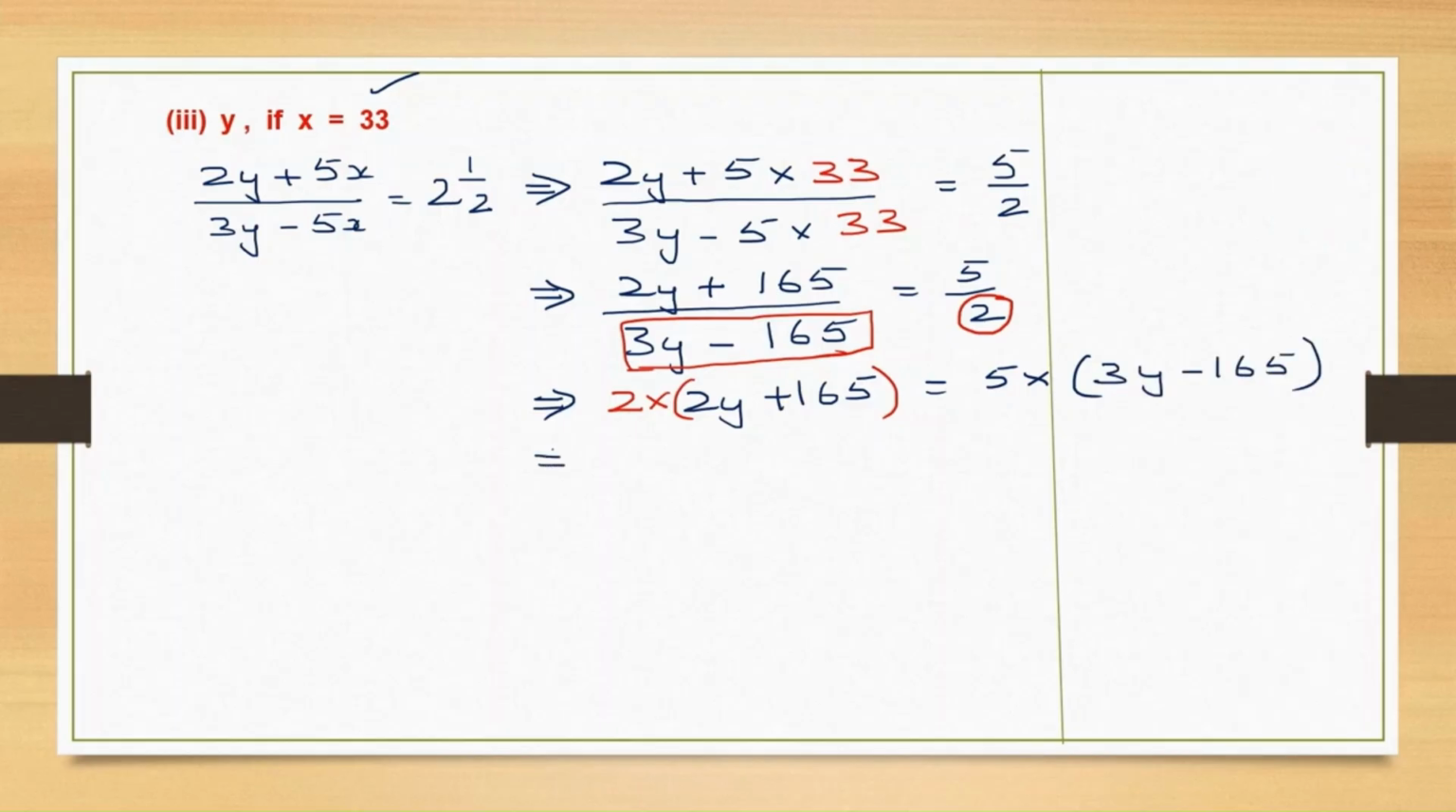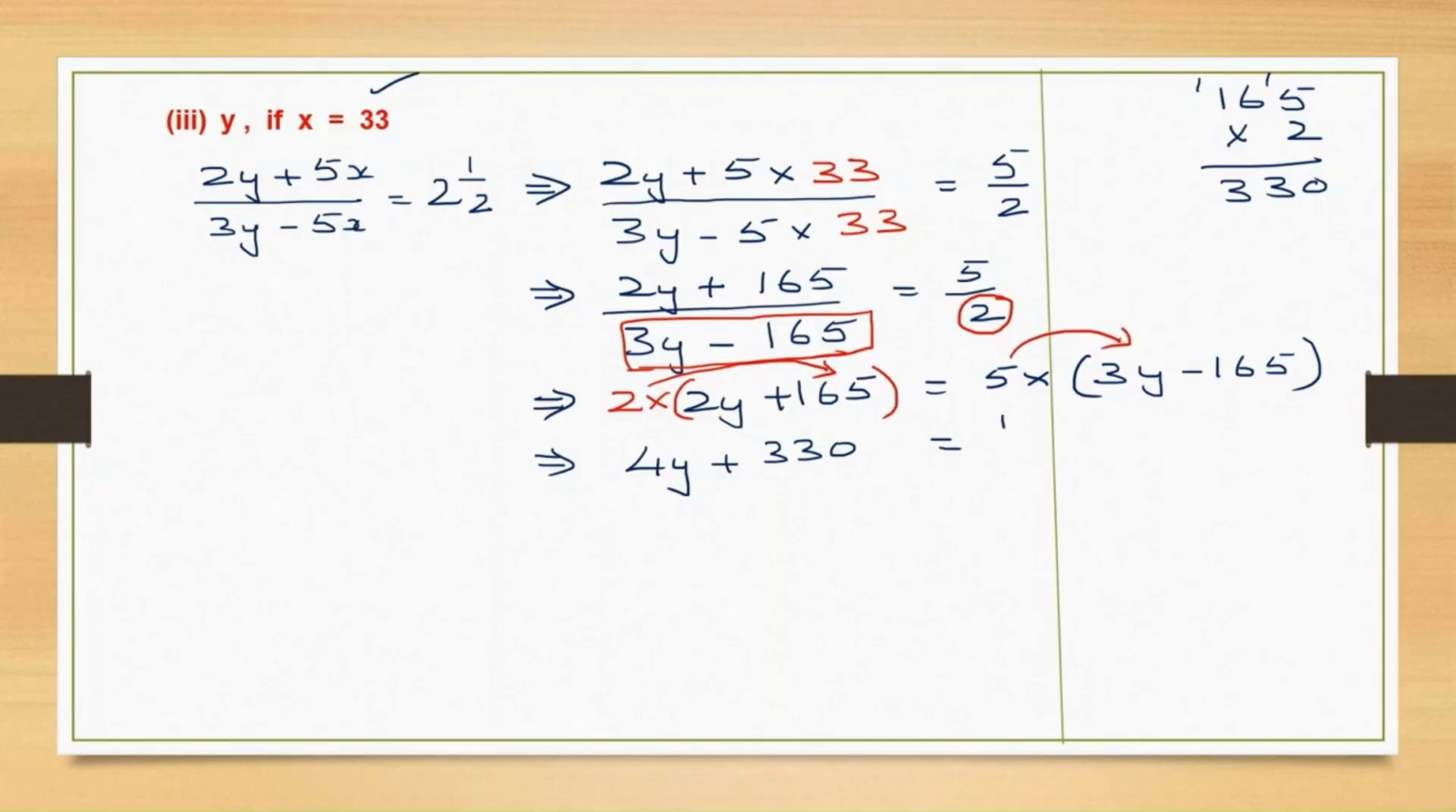Now let's multiply and get our answer. So first here we have to multiply 2 into 2y. 2 2s are 4, so that is 4y. We finish with 2y. Now we have to multiply 2 into 165. So let's do that multiplication. 165 into 2. 2 5s are 10, carry 1. 2 6s are 12 plus 1, 13, carry 1. 2 1s are 2 plus 1, 3. So here 4y plus 330 is equal to, here we have to multiply 5 into 3y first.